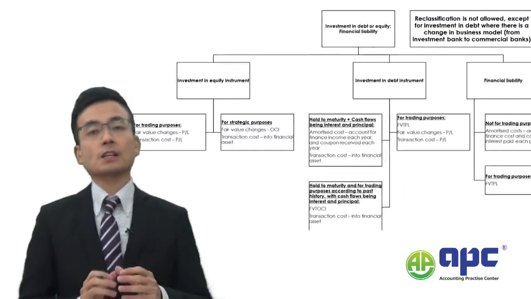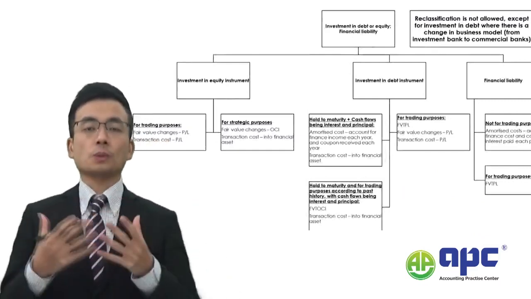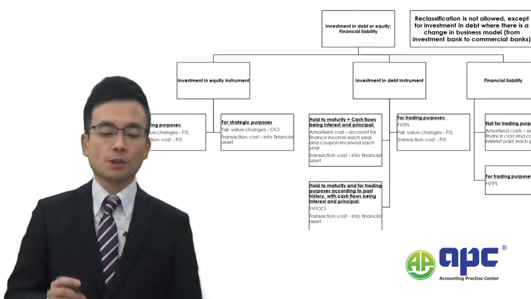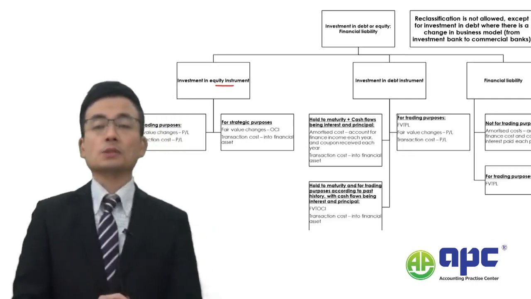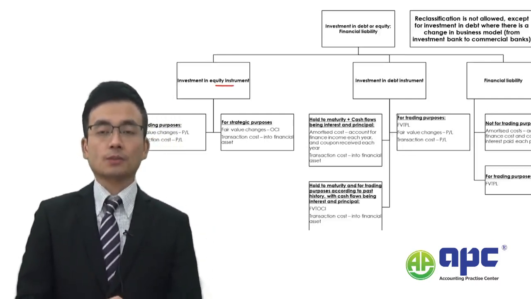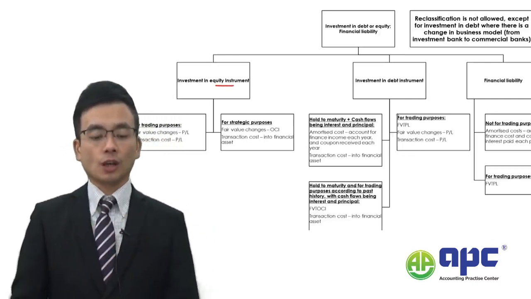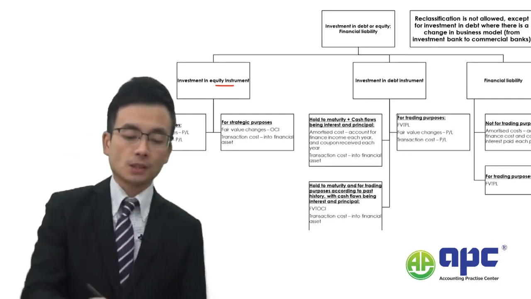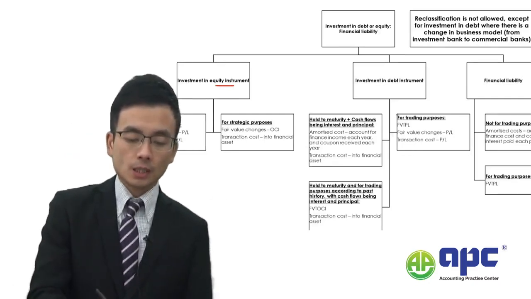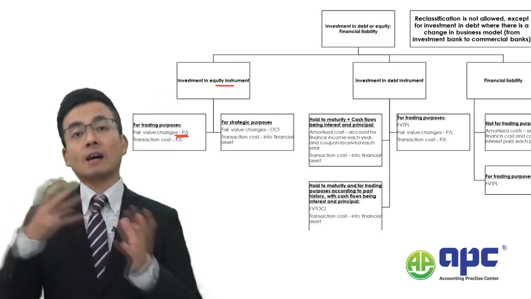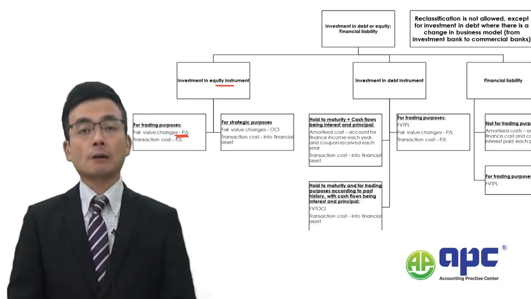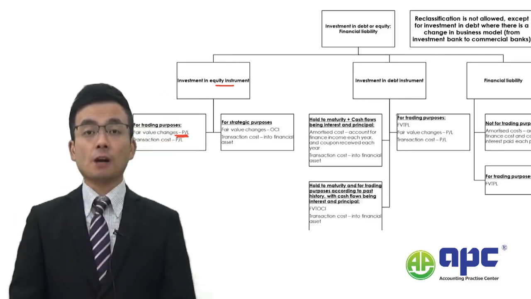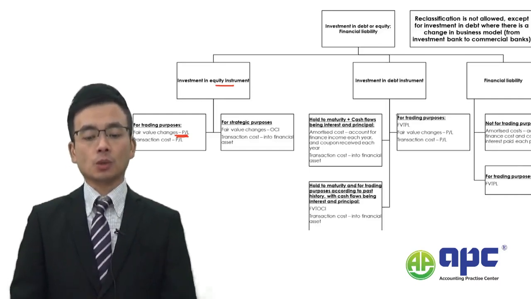But how about from the investments point of view? So which means we are starting from the buyer's point of view. We buy shares, which means investment in equity instrument. If we are buying other company shares for trading purposes, what we can do is that the fair value changes, we directly put that into the P&L. And for transaction costs associated with that, again, we put that into the P&L as well.